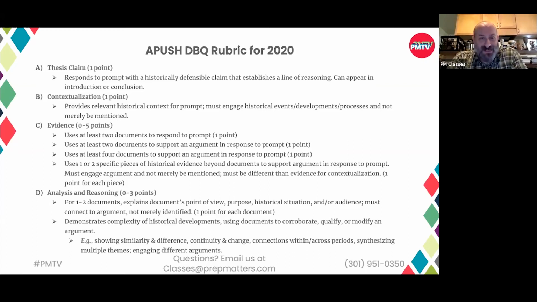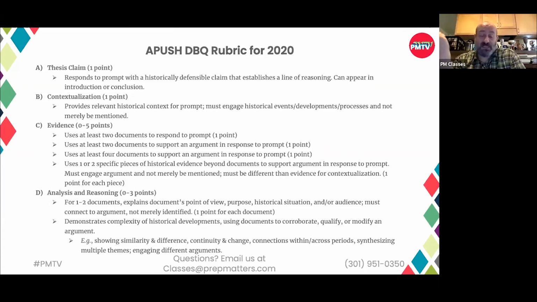And I know I said some of this in the first session, but it can't hurt to go over it, and it can't hurt to go over it with the documents in front of us. And by the way, the 2 DBQs are also posted to the landing page for today's class for APUSH.